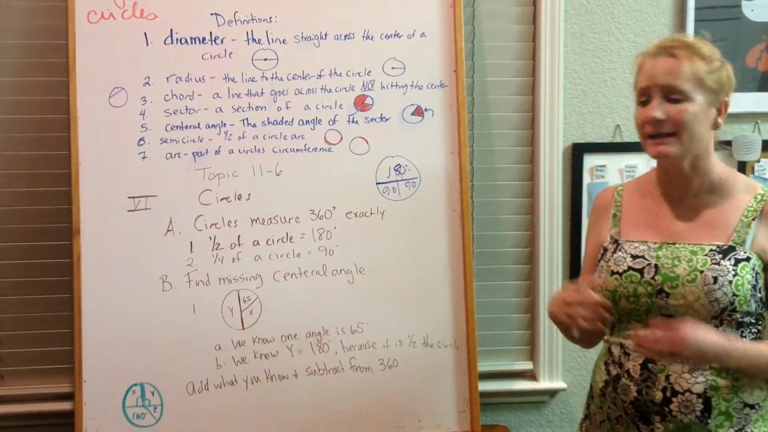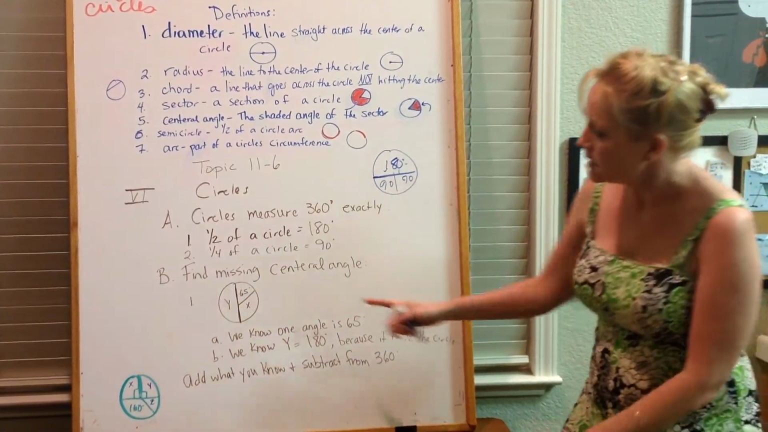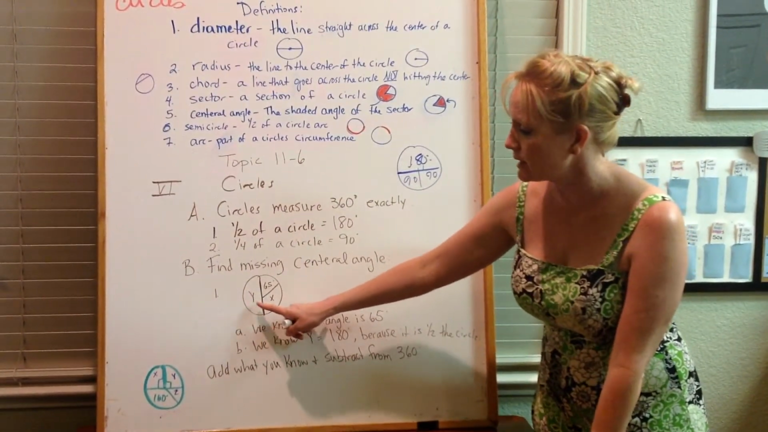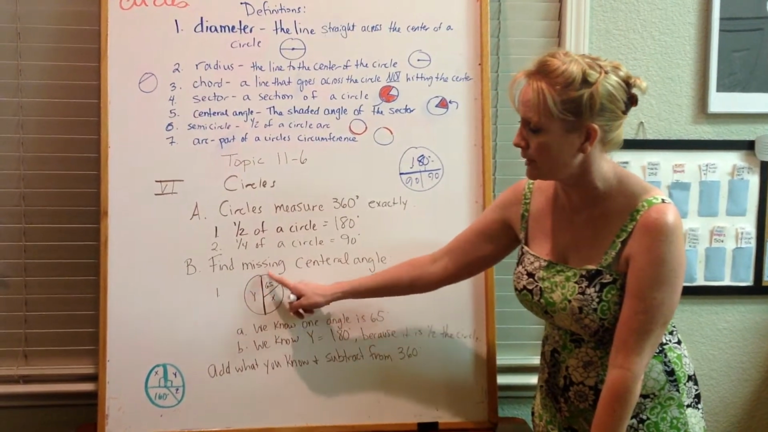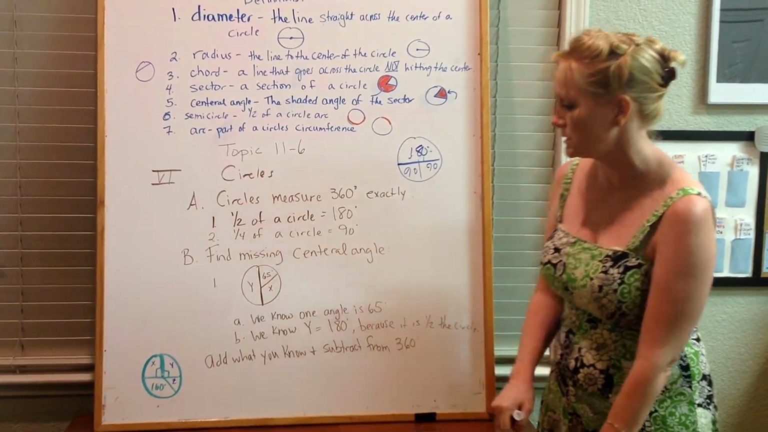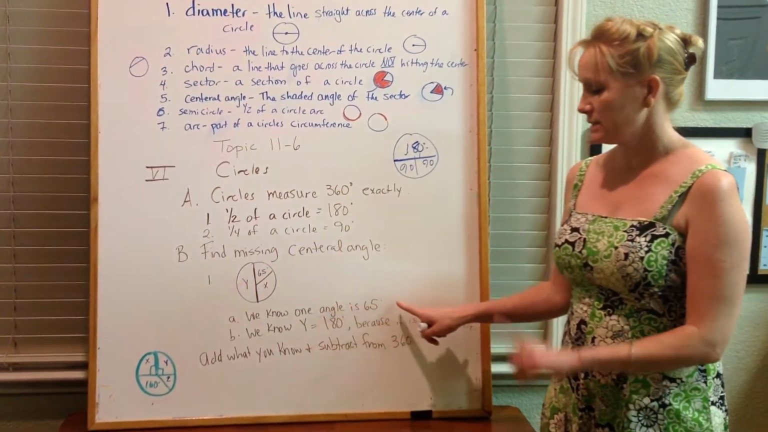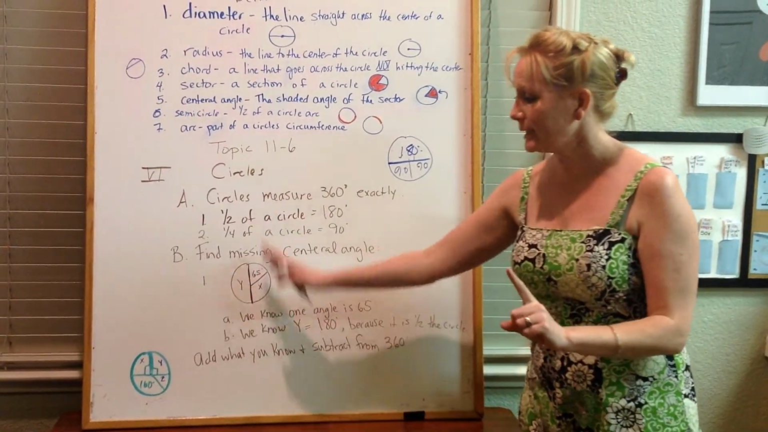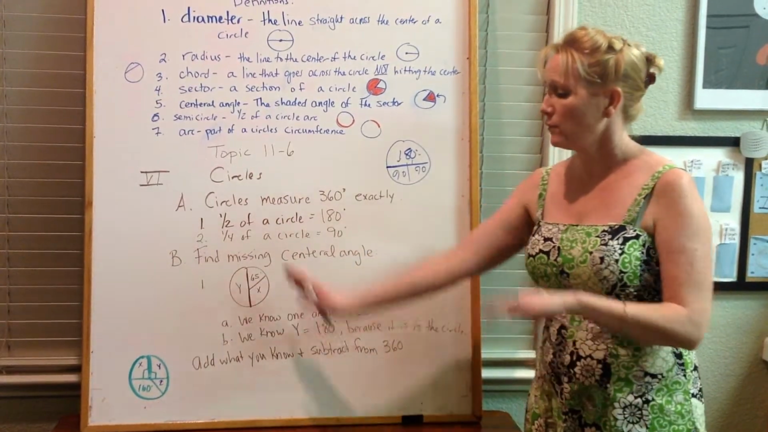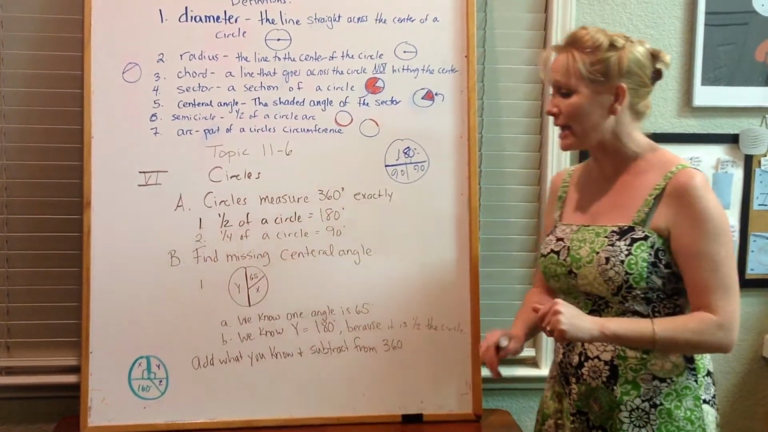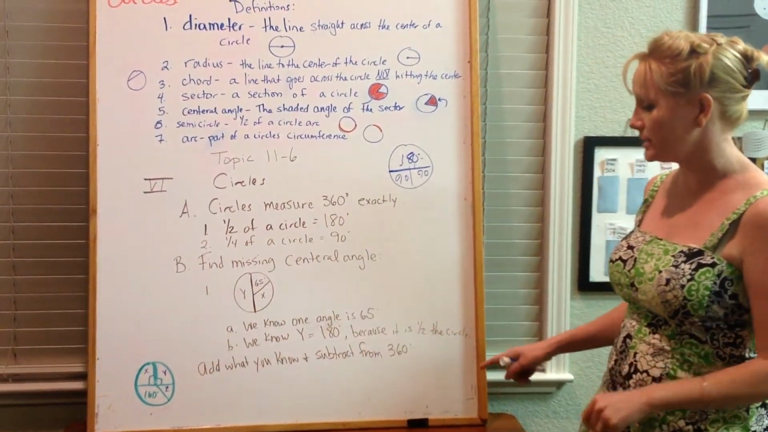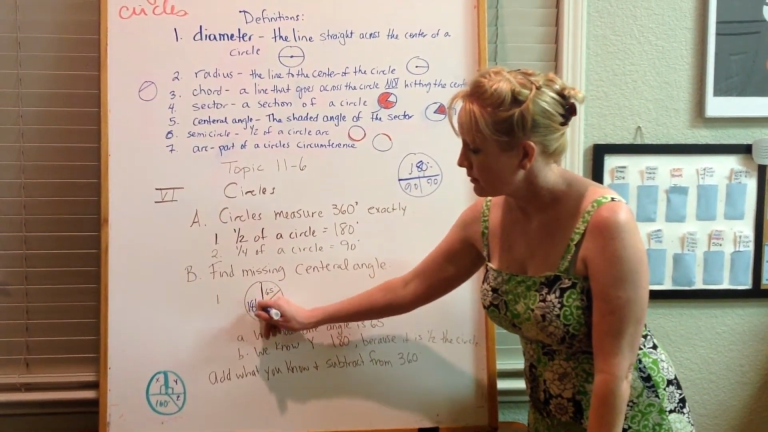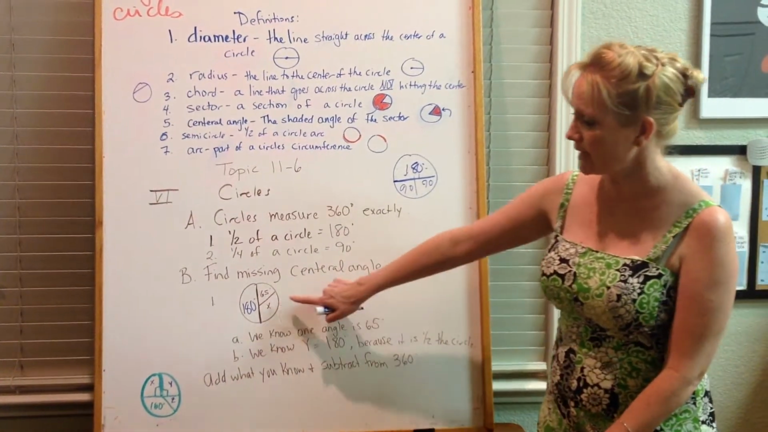This helps us find missing central angles. So I have this circle right here, and I have 2 missing parts. I have an X and a Y, and all they've done is given me one of the central angles at 65 degrees. So we know one angle is 65 degrees, but we also know that Y is half of the circle. And if Y is half of the circle, it's going to equal 180 degrees, because it's half. So I'm going to erase my Y and put 180. With this information, we can find X.